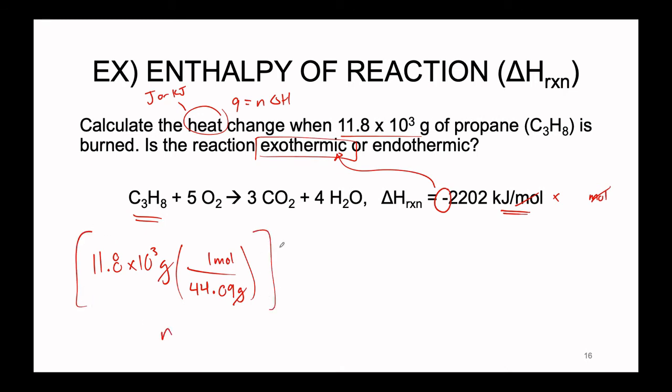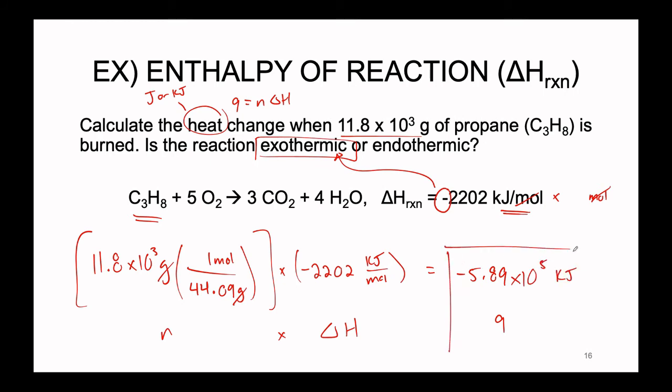I'm going to save myself some calculator time, and I'm just going to multiply this by the enthalpy straight up, which is negative 2202 kilojoules per mole. Right, this is our delta H. So we're taking N times delta H. This is going to give us some value of Q. So 11.8 times 10 to the 3 divided by 44 times negative 2202 gives us a total value of negative 5.89 times 10 to the 5 kilojoules.